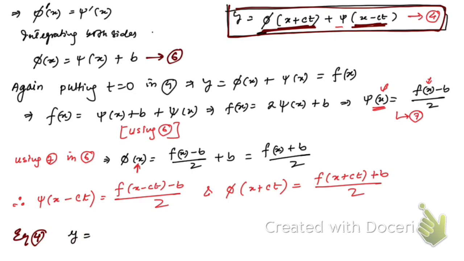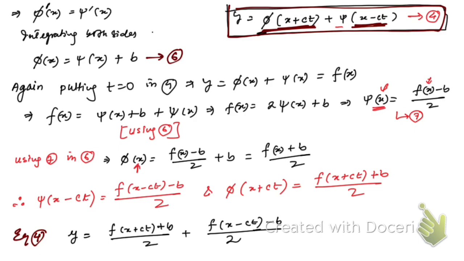y is equal to f of x plus ct plus b by 2, then plus f of x minus ct by 2, right? And here it's supposed to be minus b. Okay, so hope you have understood this.